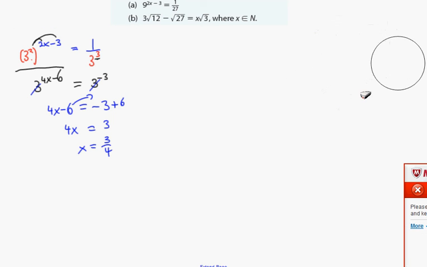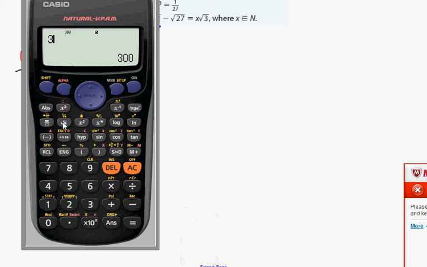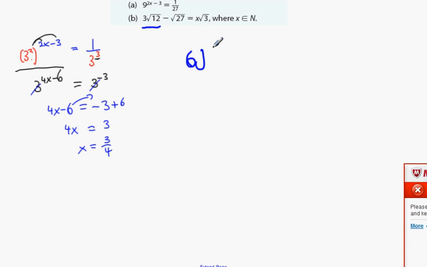Alright guys, so this is part 2. Do you see part 2 here? It wants you to get 3 root 12. If you put that into the calculator, I'm in stat mode, so I had to get out of there. 3 root 12. What do you think that becomes, guys? 6 root 3. So 6 root 3. No, you're just changing one thing at a time. 6 root 3, and then root 27 in the calculator.